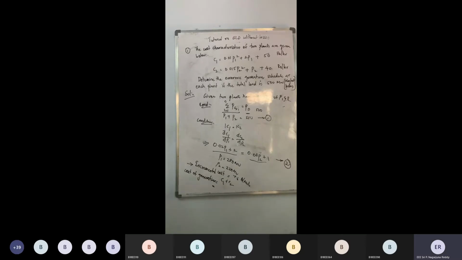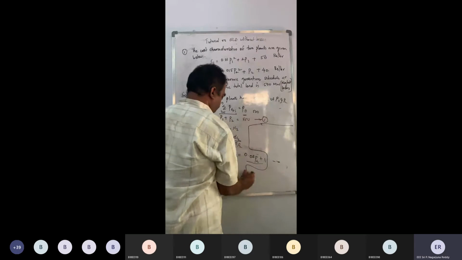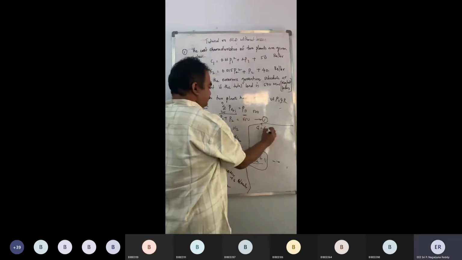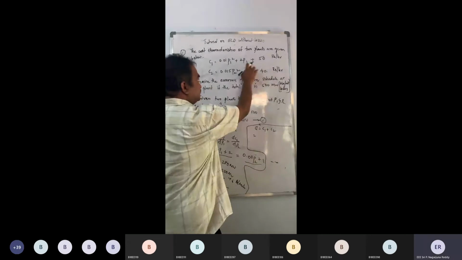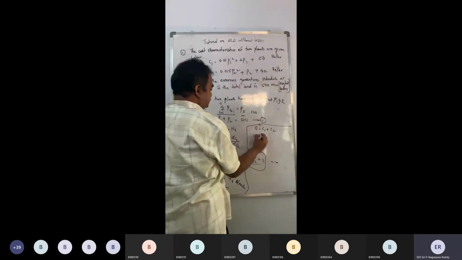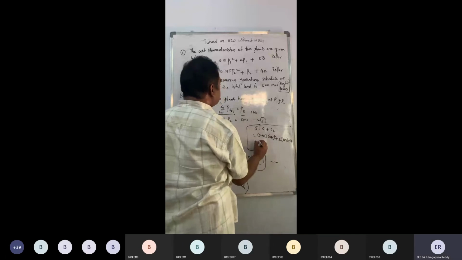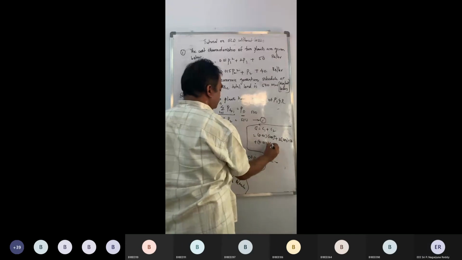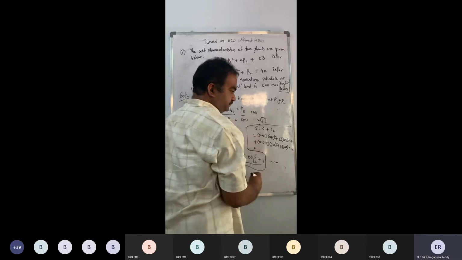Shall I write it here, guys? C1 plus C2. What is C1? This one, isn't it? Substitute P1 is equal to 280. What do you want to get? 0.01 into 280 square plus 280 plus 50. P2 is 0.015 into 220 square plus 1 into 220 plus 40. So what is the total cost?